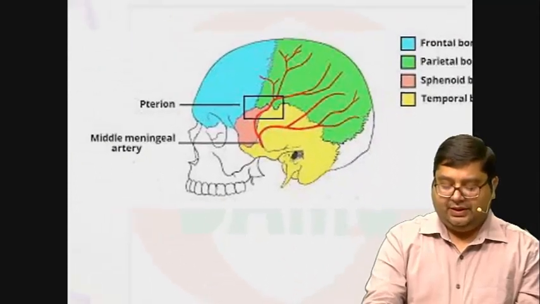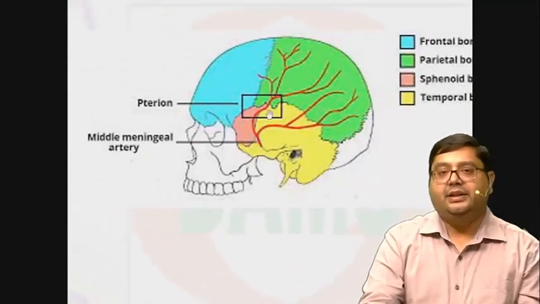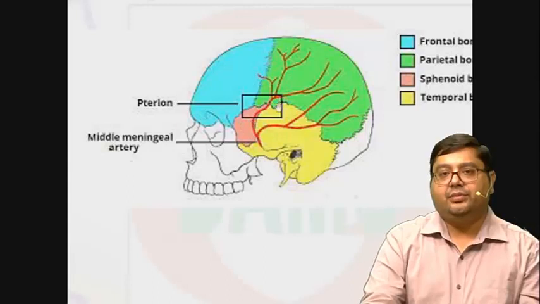This is the diagram you can see. This is the middle meningeal artery. Its anterior division is seen at this pterion position, right?